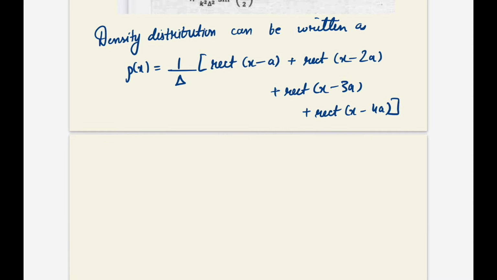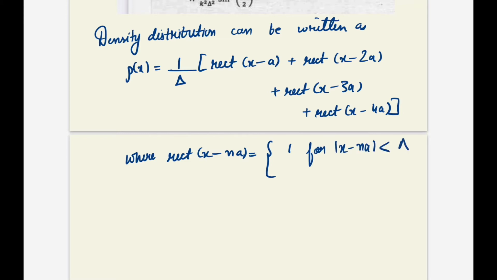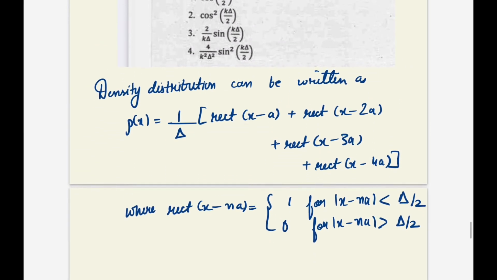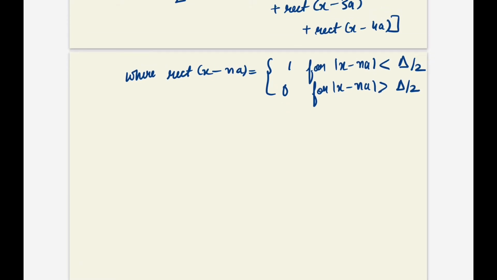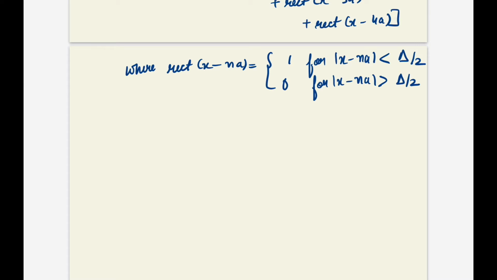Now this rectangular function is defined such that rectangular x minus na equals 1 for x minus na less than delta by 2, and 0 for x minus na greater than delta by 2. Now the Fourier transform of the rectangular function is a sinc function. It can be solved by doing the integrals. I will write it just simply.